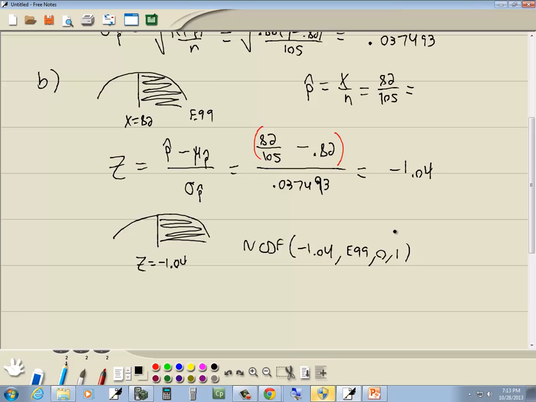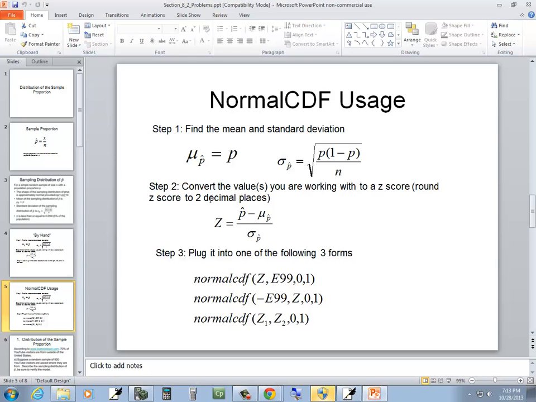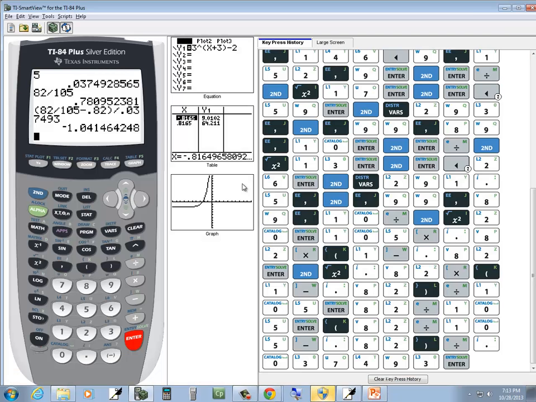Actually, in some problems, you may get 3 decimal places, because remember in the table, if it's between 2 values, you can take it out instead of negative 1.04, it'll go out to negative 1.045. So it's a little bit tricky trying to get your answer to match exactly. If you use all the decimal places you see for the z-score, your answer is more accurate than the books.